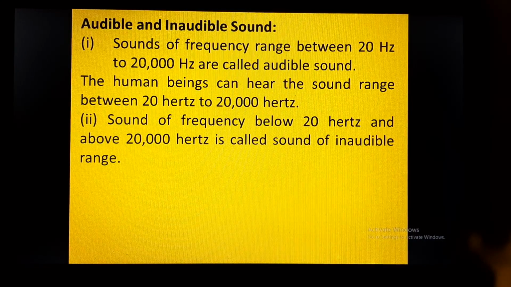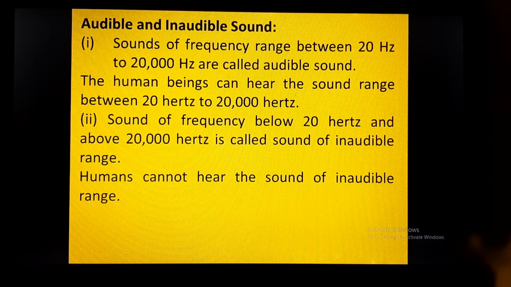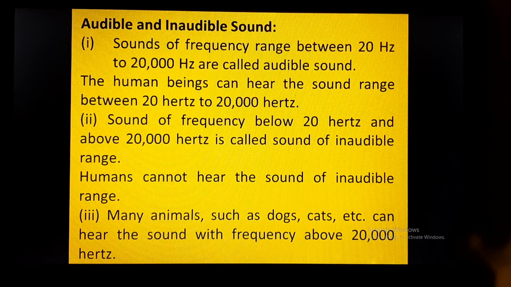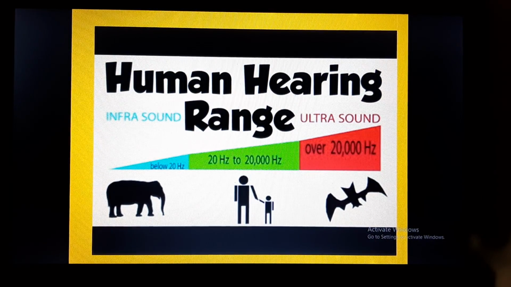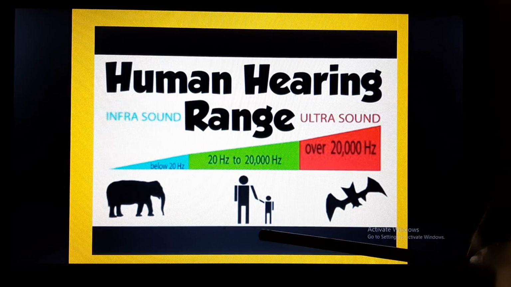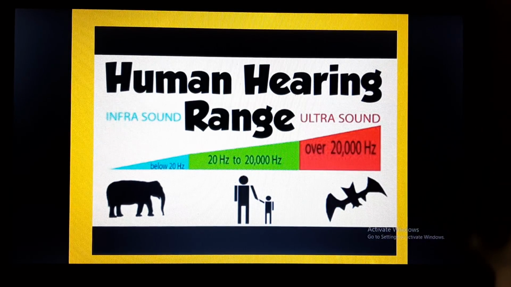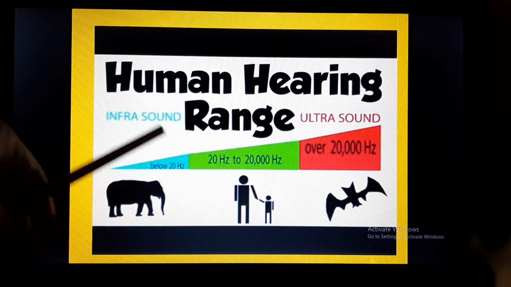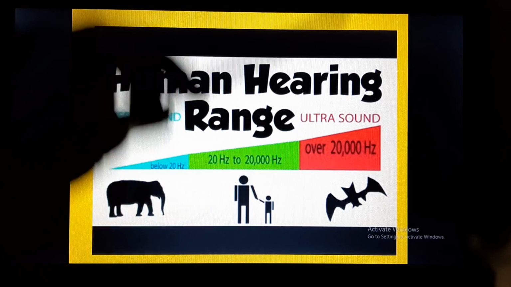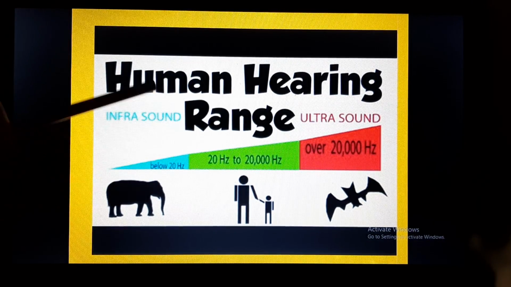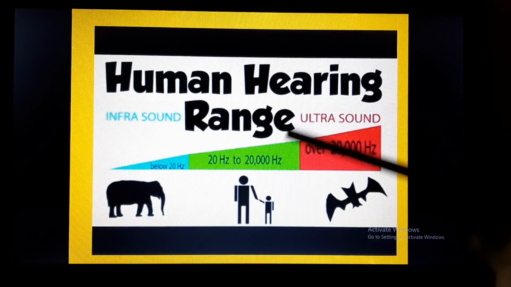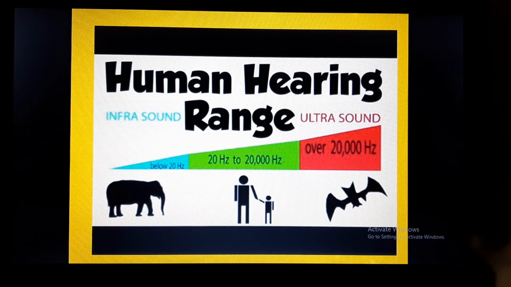Sound of frequency below 20 hertz and above 20,000 hertz is called sound of inaudible range because we cannot hear that sound. Many animals such as dogs, cats, bats, etc. can hear sound with a frequency above 20,000 hertz, but a human ear cannot. So the range for humans to hear is 20 hertz to 20,000 hertz, whereas below 20 hertz an elephant can hear the sound, and that is called infrasound. So 20 hertz to 20,000 hertz is called sonic sound. Below 20 hertz it's called subsonic or infrasound, and above 20,000 hertz is called ultrasound or ultrasonic sound, which can be heard by a few animals like bats.